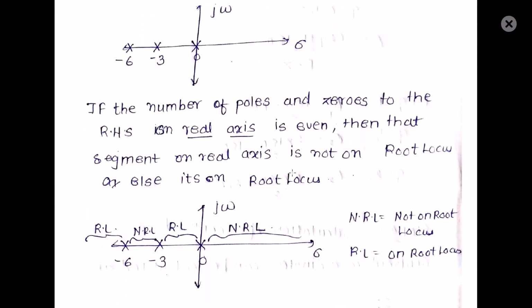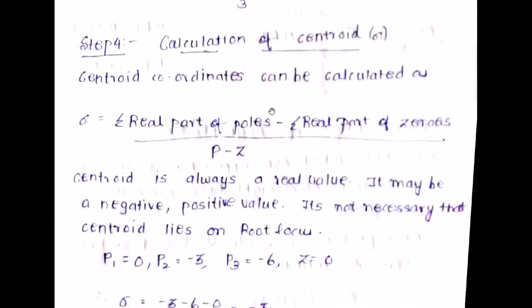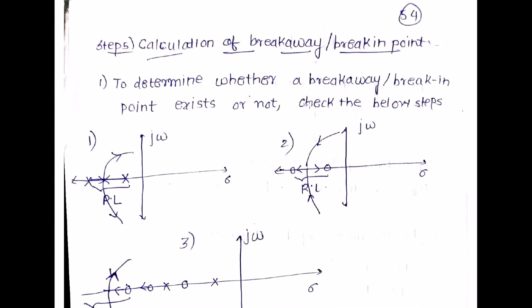Then I have to find out the asymptotes. Asymptotes exist because I don't have a zero, and my branches will go up to infinity. Hence, I'll try to find out the angle of asymptotes, which is given as (2q plus 1) into 180 degrees upon P minus Z. So my P is 3, Z is 0. Try to find out the angles, which are given over here. The centroid value will be given by this formula. Try to find out the centroid value as well.